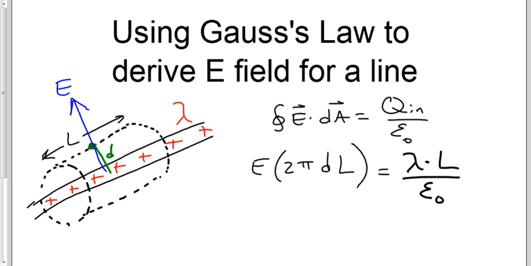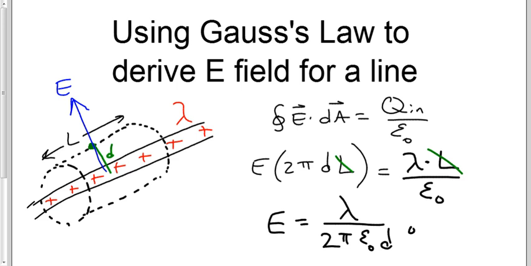Now notice what has to happen here. You have to be able to cancel L, because that is not going to be in our final expression for the electric field. But when we solve algebraically for E, using a slightly thicker pen, I'm going to write it this way: lambda over 2 pi epsilon sub naught d. This can also be written, if you like this version better, 2k times lambda over d. So either one of those is fine, depending on which electrostatic constant you prefer to use.